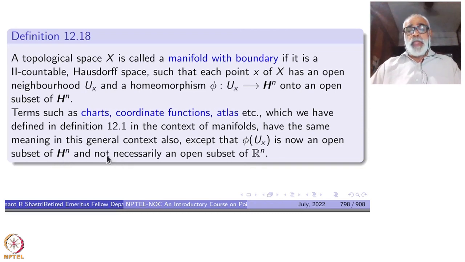right. So this half space has more open sets than the full space. Anyway, so we can have these extra open subsets of Hn which may meet the boundary, which may meet the plane Rn minus 1 cross 0. That is the extra thing here. Therefore, this is clearly a generalization of the old definition of manifold.